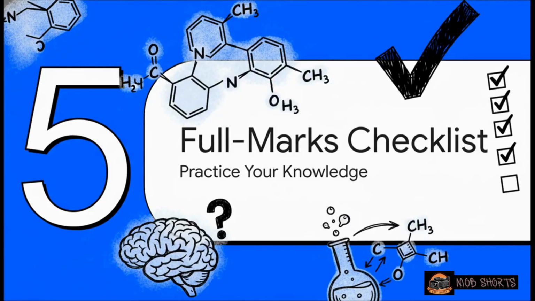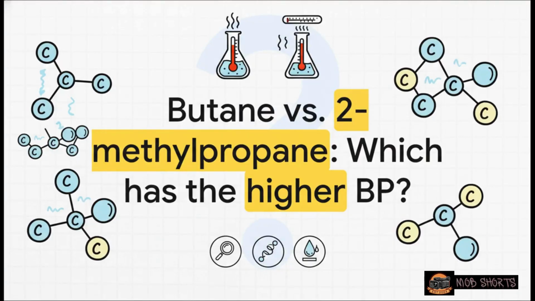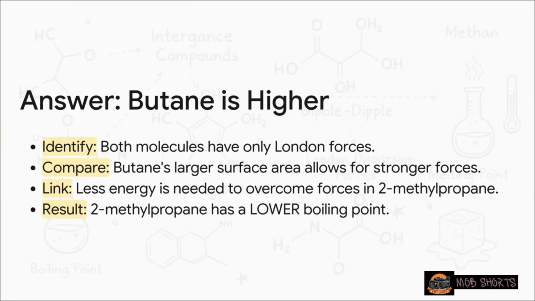All right, your turn. Let's see if you've got this. We're going to put your knowledge to the test using this exact same recipe. Here's one for you. We're comparing 2 isomers with the same formula, butane and 2-methylpropane. How will their boiling points compare and why? I want you to pause here and actually try to write down the answer using our 3-step recipe. Go on, give it a shot. Okay, you ready? Let's break it down.